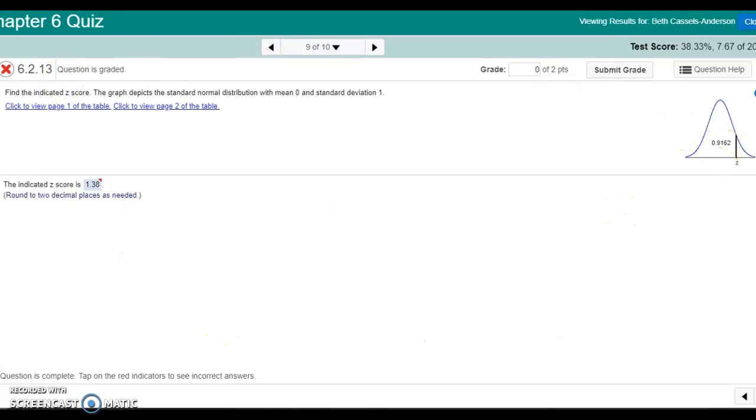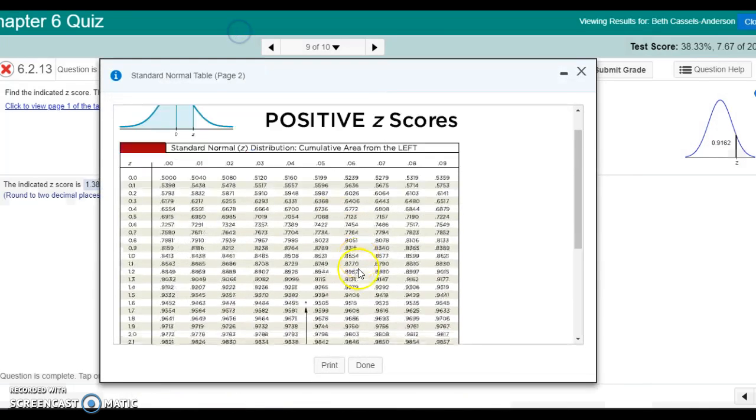So for this question, find the indicated z-score. Graph depicts a standard normal distribution with a mean of 0 and a standard deviation of 1. That means we don't need to do any adjustments with our z because our z is our value. So this is showing me that 0.9162 falls to the left of that z value. One thing to know is that anything to the left of 0.5 for a percentage is going to be a negative z value, and anything greater is going to be a positive z value. So we automatically know we have to go to the second table. We're looking for 0.9162 inside of the table and then working backwards.